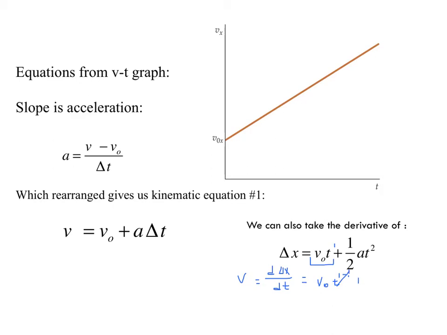And then if we take the derivative of the second part, I already have that 1/2 and that a there, so that 2 is going to come down to the front, and that becomes 2 times 1/2 a t to the 2 minus 1, which cleans up to a t. So v equals v naught plus a t. Again, getting our kinematic equation.